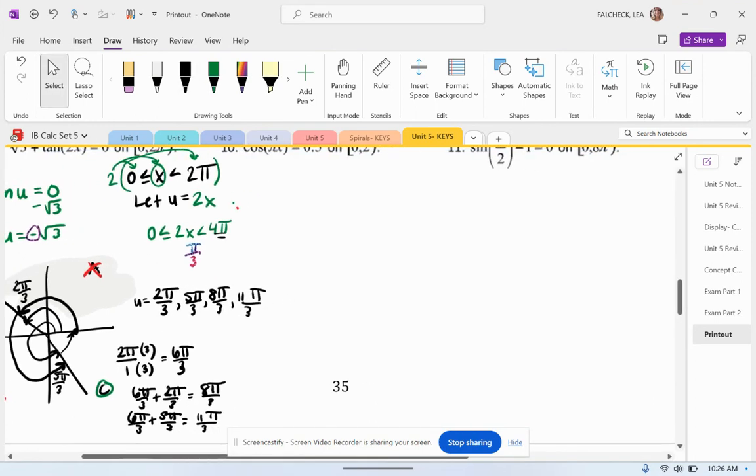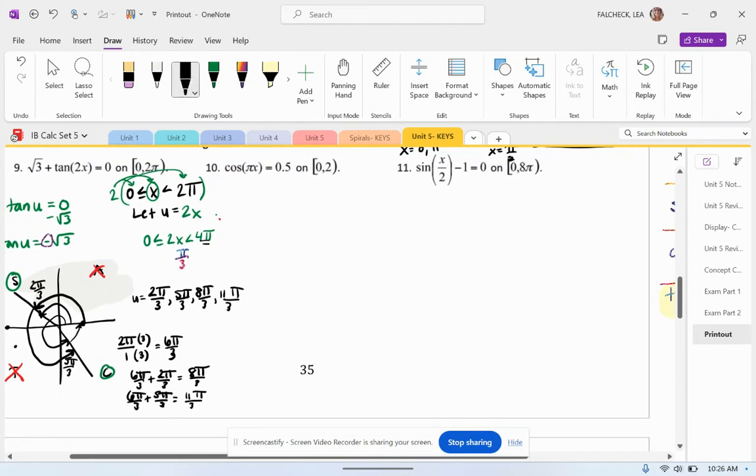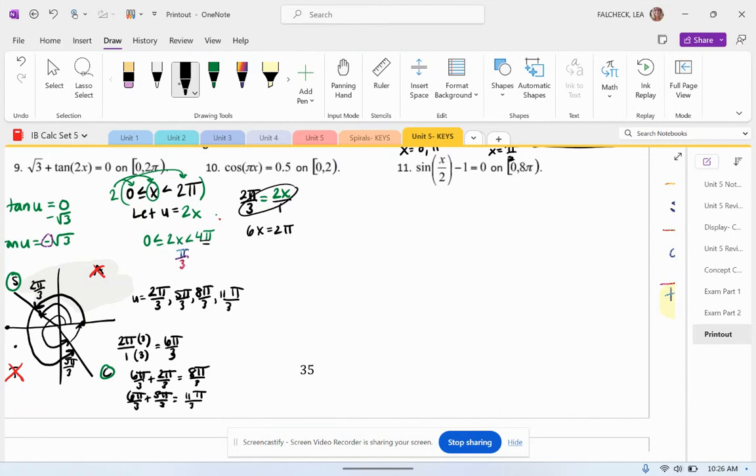I need to find them for x. So I'm going to take the solutions 2 pi over 3, and I'm going to set them equal to the u substitution, 2x, and cross multiply. I get 6x equals 2 pi. Yeah, it reduces to pi over 3, but I'm just trying to envision my solutions right now, so I'm not going to reduce it just yet.